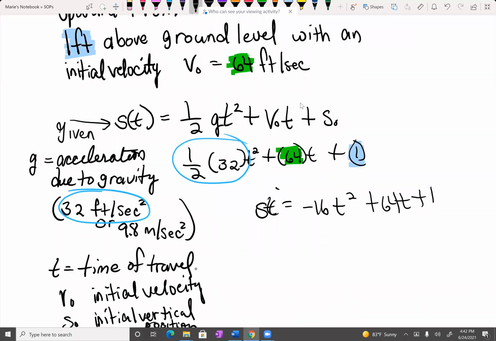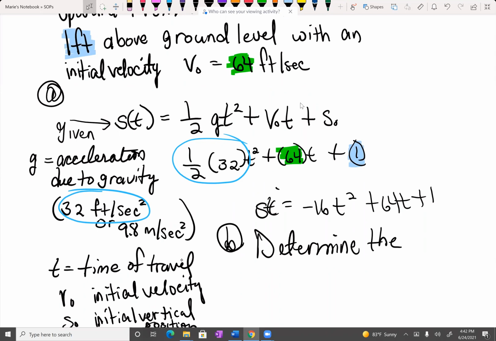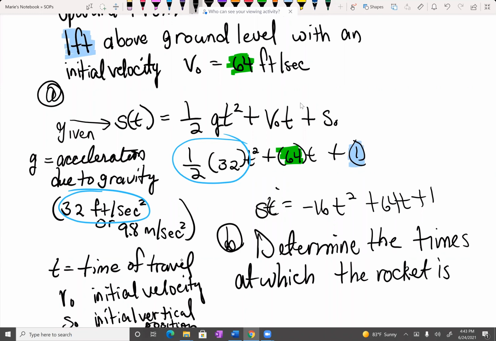Then for part B, this is all part A, by the way. In part B, they're asking you to determine the times at which the rocket is above a height of 50 feet.